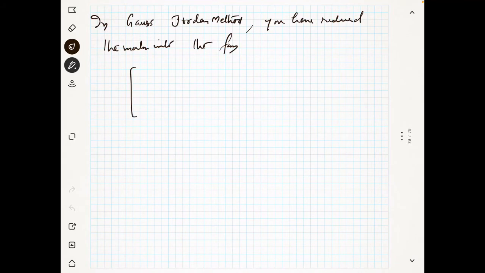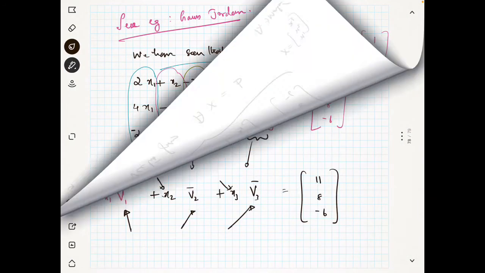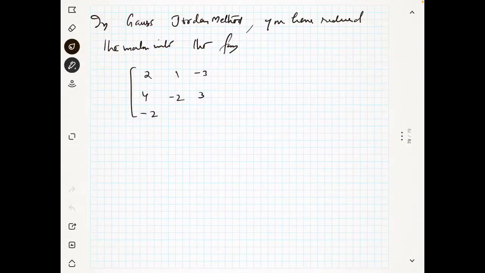You see here, the matrix was 2, 1, minus 3, then 4, minus 2, 3, then minus 2, right? It's minus 2 or plus 2? Let me check it. Okay, this is minus 2. So we have minus 2 here and minus 2 here. Okay, sorry for this. And this is 2 and minus 3. Okay, not minus 3, minus 1. It's minus 1, right?